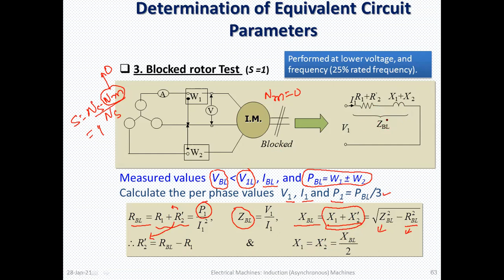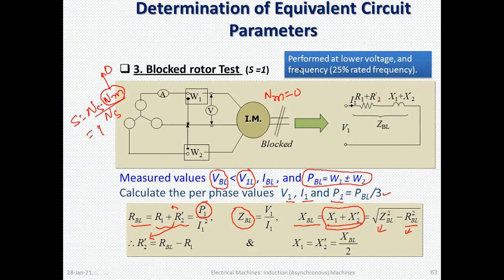Similarly, in the case of the transformer we performed the short circuit test. That test is almost equivalent to the blocked rotor test here, and for the transformer we also calculated the no load test, which is the same as here, already explained in the previous slide. So we have calculated ZBL, which is V1 by I1, and RBL is P1 by I1 squared.